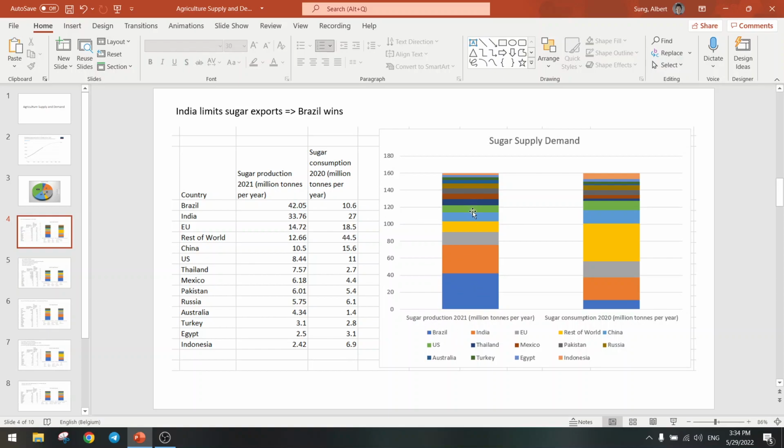And other than that, you can also see here that the EU eats a lot of sugar, and China also has a big consumption of sugar.